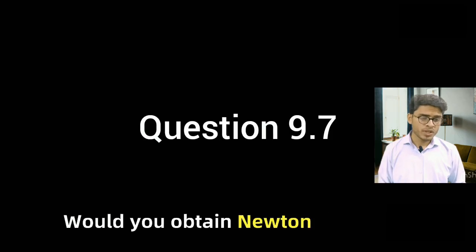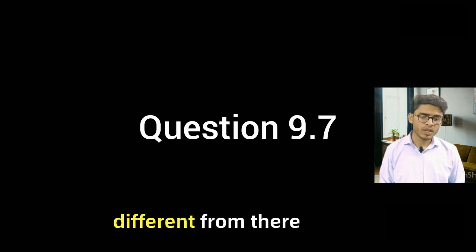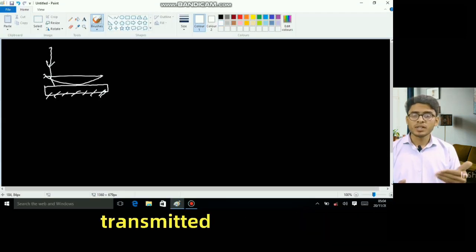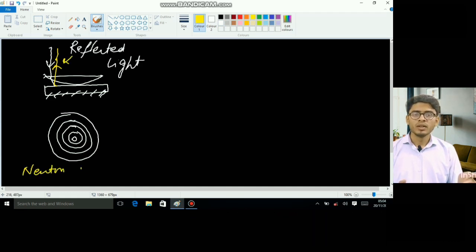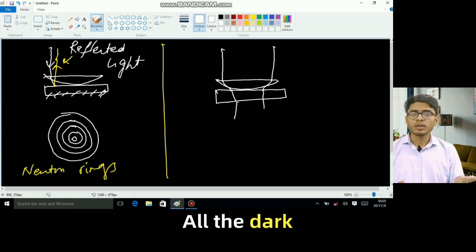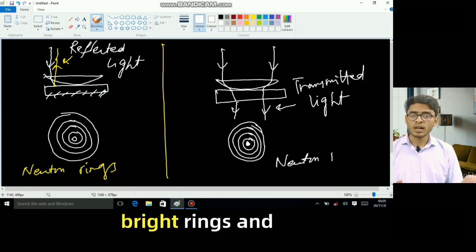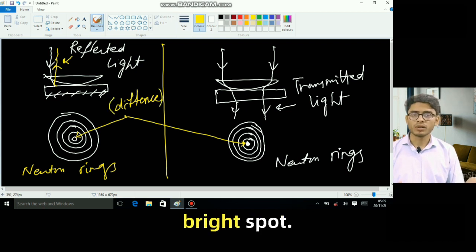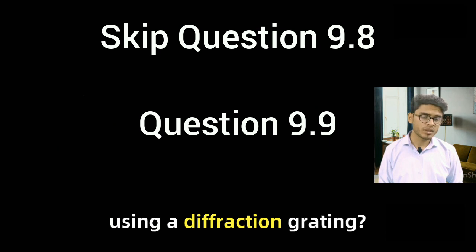Could you obtain Newton's rings with transmitted light? If yes, would the pattern be different from that obtained with the reflected light? Yes, Newton's rings can be obtained by transmitted light, and yes, the pattern will be different. All the dark rings will change into bright rings, and the central dark spot will also change into a bright spot.